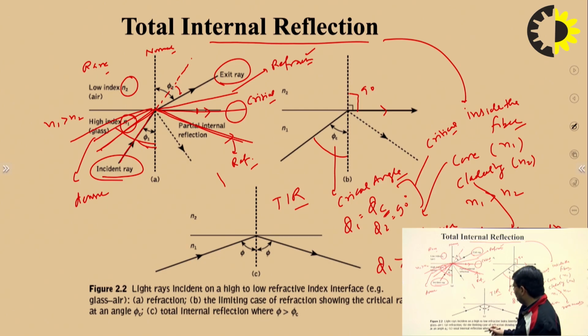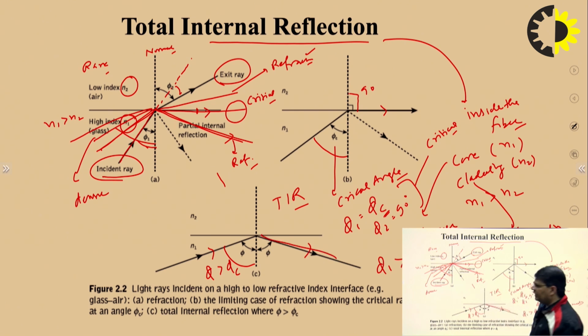So this is shown here. This is the incident ray and this angle of incidence phi is greater than phi c, then the exit ray is returned back into the same medium. So there is total internal reflection.